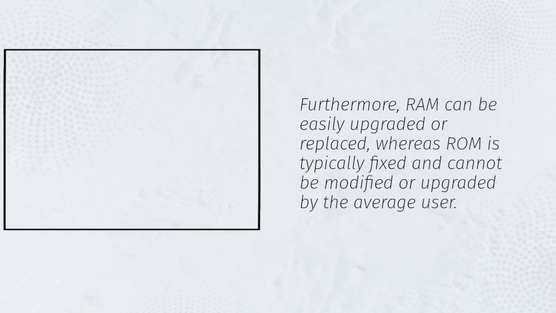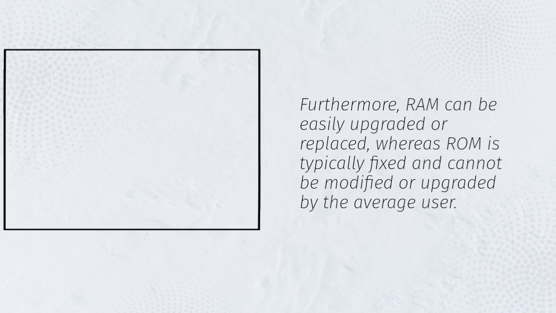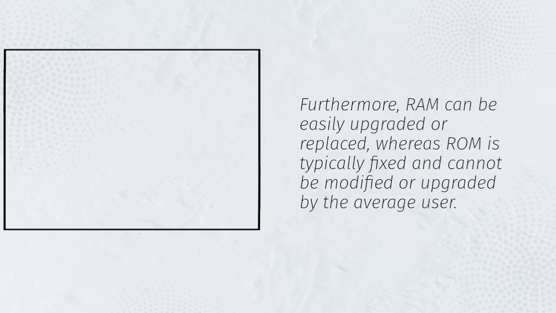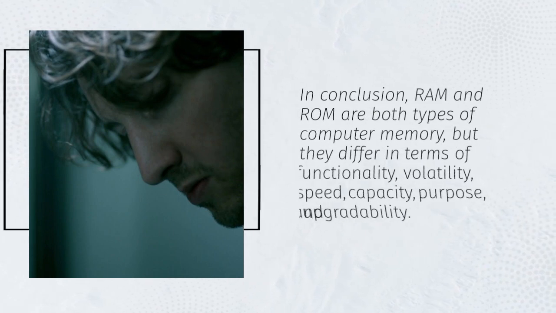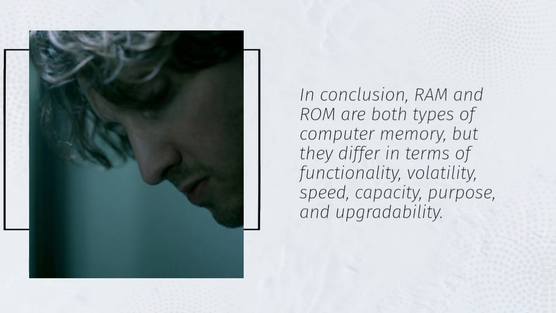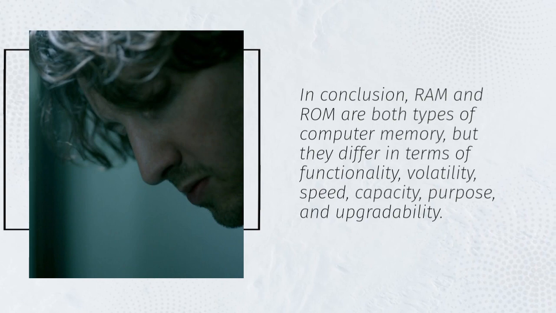Furthermore, RAM can be easily upgraded or replaced, whereas ROM is typically fixed and cannot be modified or upgraded by the average user. In conclusion, RAM and ROM are both types of computer memory, but they differ in terms of functionality, volatility, speed, capacity, purpose, and upgradability.